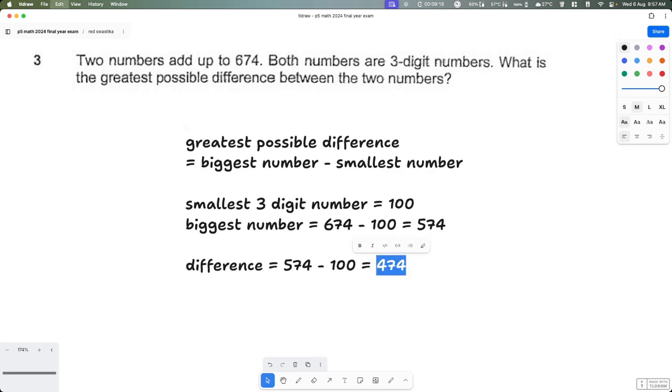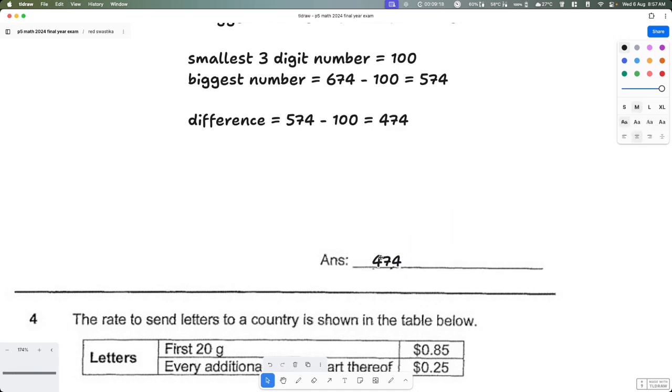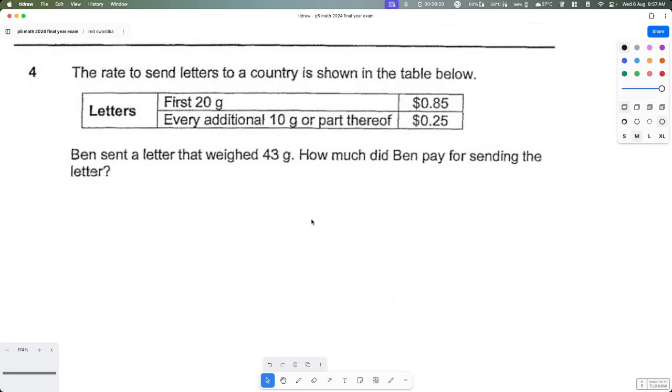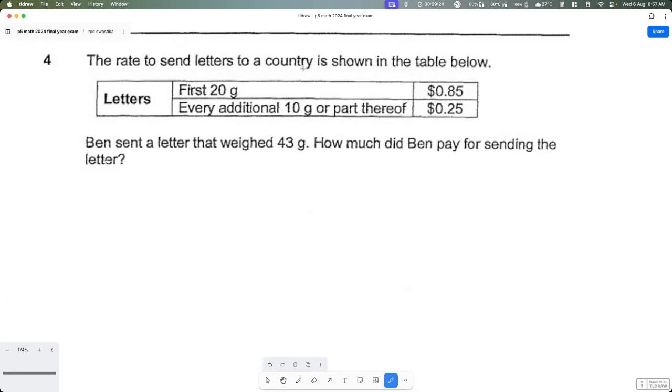Okay, so that's the answer, 474. There we go. All right, let's move on to question number 4. The rate to send letters to a country is shown in the table below. So first 20 grams is 85 cents, and then additional 10 grams or part thereof is 0.25. Ben sent a letter that weighed 43 grams. How much did Ben pay for sending the letter?